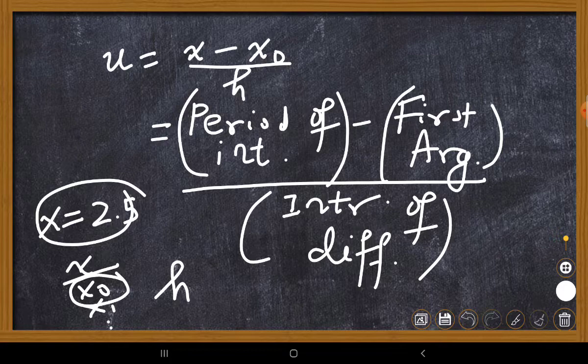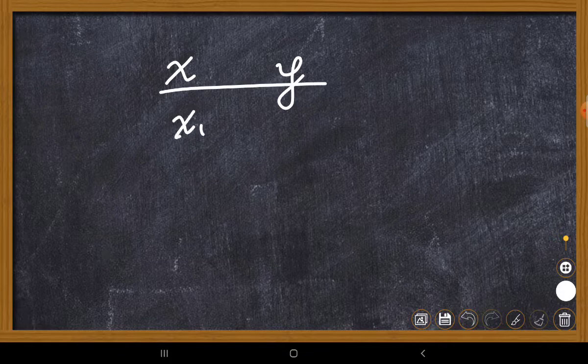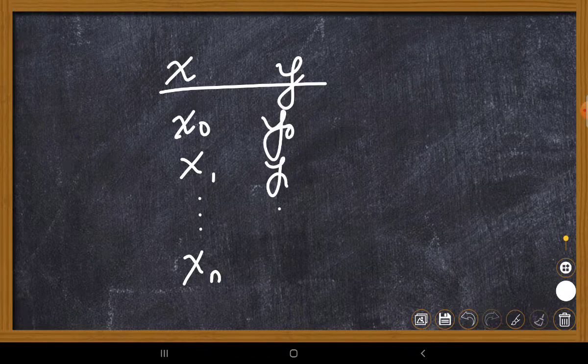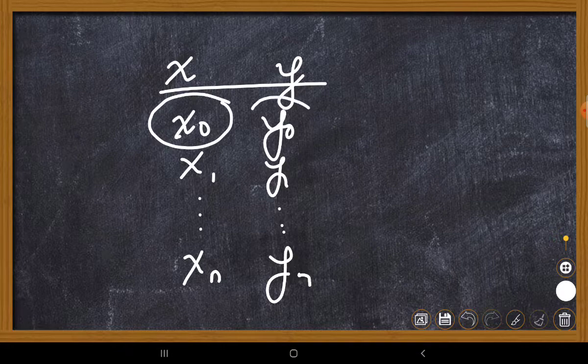So this is the formula of Newton's forward interpolation. Remember that in the formula we are using y0 everywhere, and y0 is the first y value. I've shown you that table of x and y: x0, x1 up to xn, y0, y1 up to yn. Notice that in the forward interpolation formula, we are using the first argument x0 and the first value of y, which is y0. So this is Newton's forward interpolation formula.